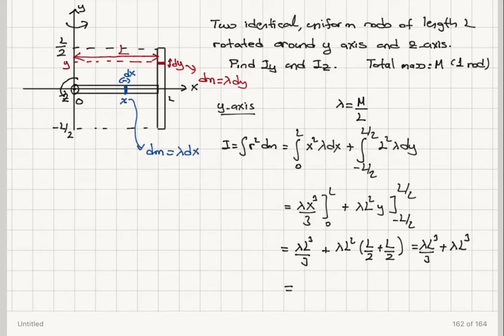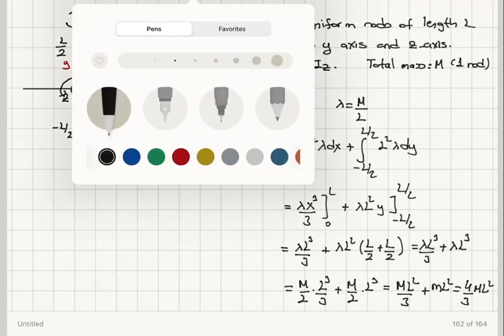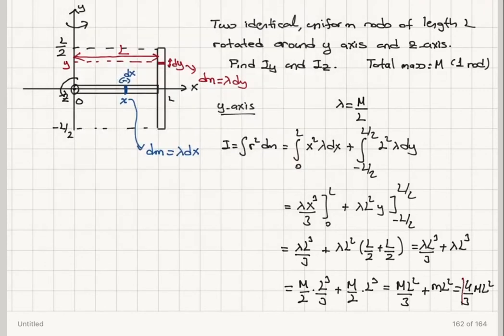Okay, so I substitute lambda as m over L, L cubed over 3, and m over L times L cubed, so it's ml squared over 3 plus ml squared. 4 over 3 ml squared is going to be my answer for this case.